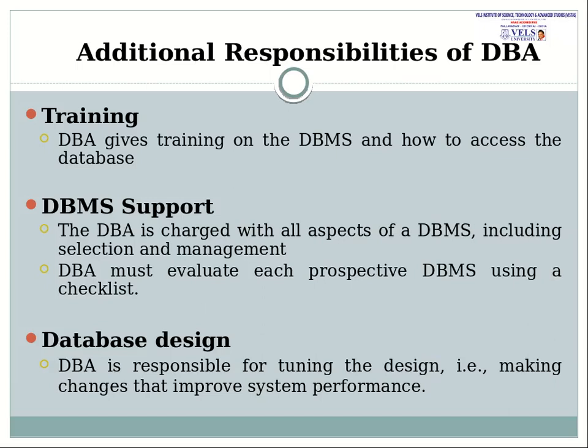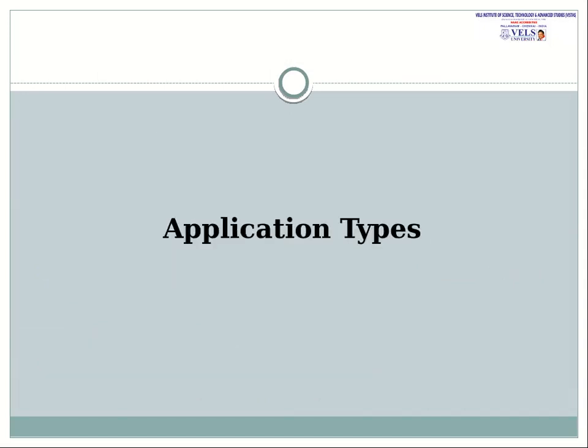And the DBA must evaluate each aspect of the DBMS using a checklist. Database design is a main role of the DBA, that is how the layout or application structure is implemented. Designing the entire application structure is the main responsibility of the DBA. That is, the DBA is responsible for doing the design and making changes to improve system performance. Next we will discuss the application types.